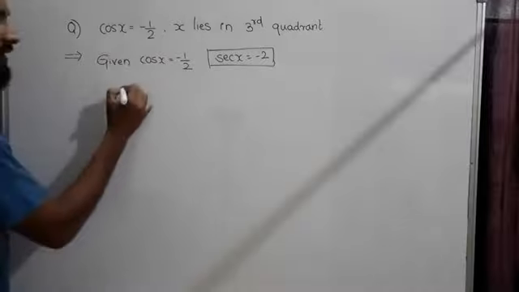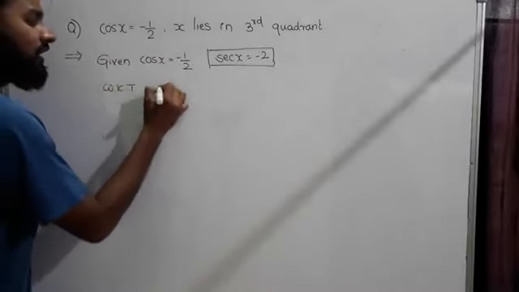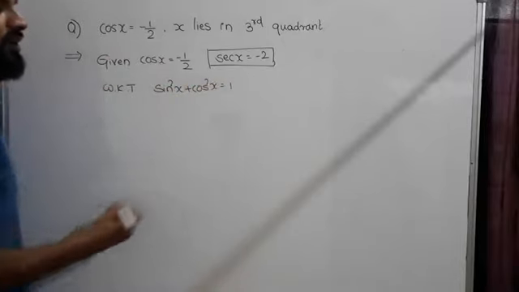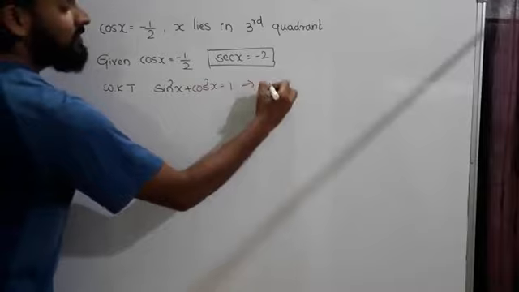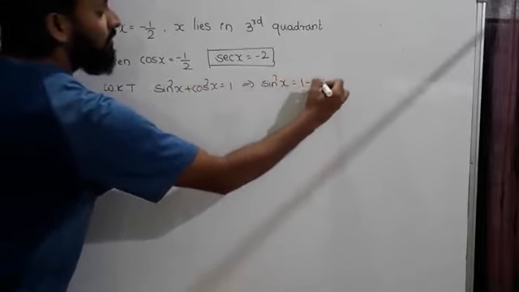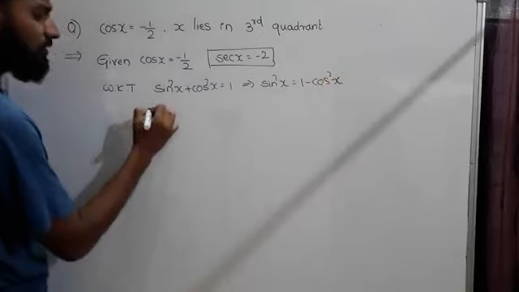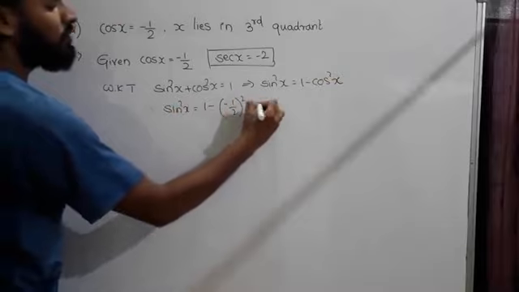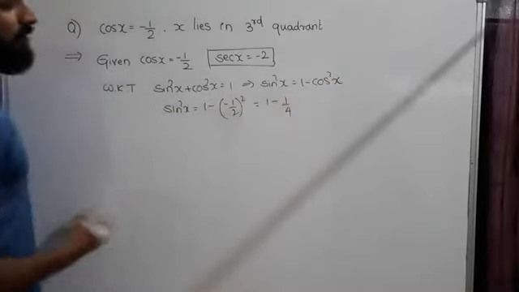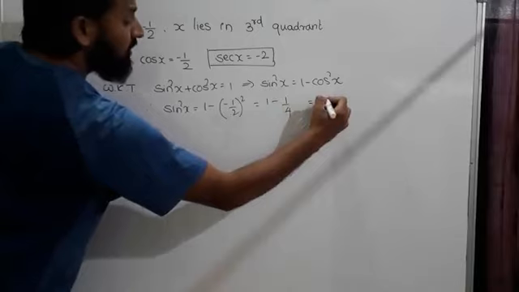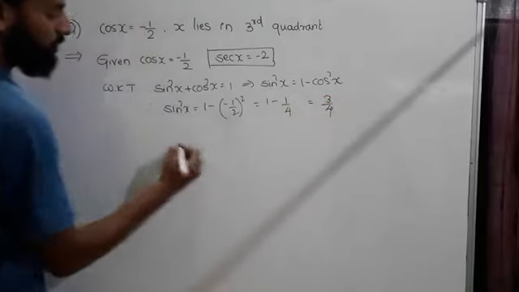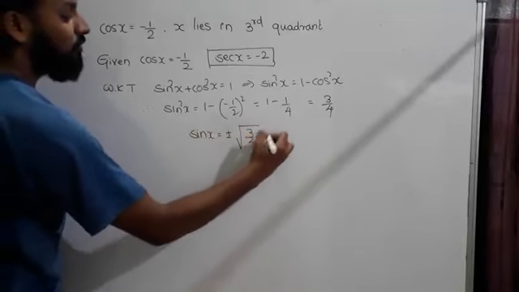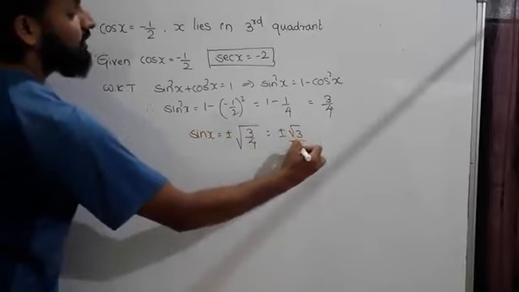Because I have cos x. So we know that sin square x plus cos square x is equal to 1, or you can write sin square x is equal to 1 minus cos square x. So therefore sin square x is equal to 1 minus (1 by 2) whole square, which is equal to 1 minus 1 by 4, which is equal to (4 minus 1), that is 3 by 4. So therefore sin x is equal to plus or minus under root 3 by 4, which is equal to plus or minus root 3 upon 2.